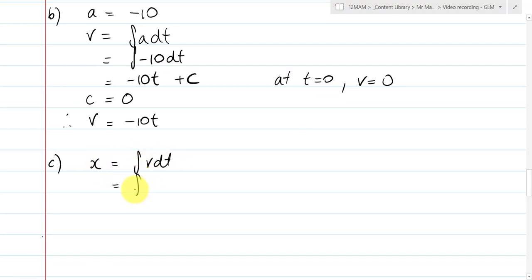In this case, that's the integral of negative 10t with respect to time, which is negative 5t squared plus some constant. Now, it's really important to be careful here. Realistically, in an external exam, or probably an internal one even, you wouldn't lose any marks. But mathematically, I've used C already.